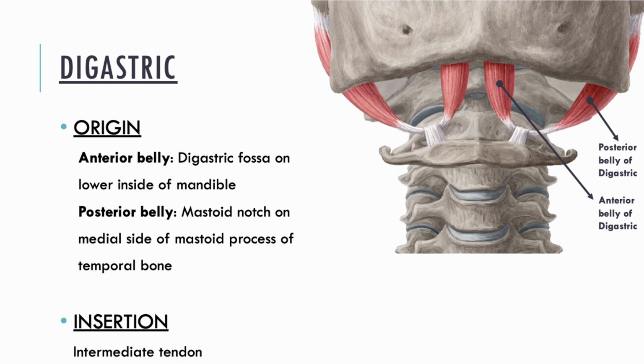So this is how it looks on an anterior view. This here is the anterior belly. These are the anterior bellies, and this here is the posterior belly, and both of them meet at the intermediate tendon which is attached to the hyoid bone.